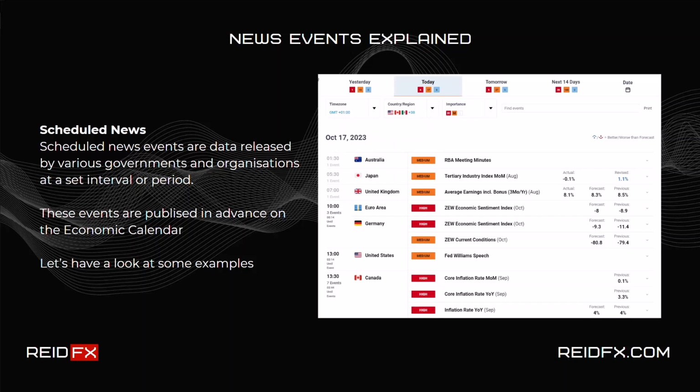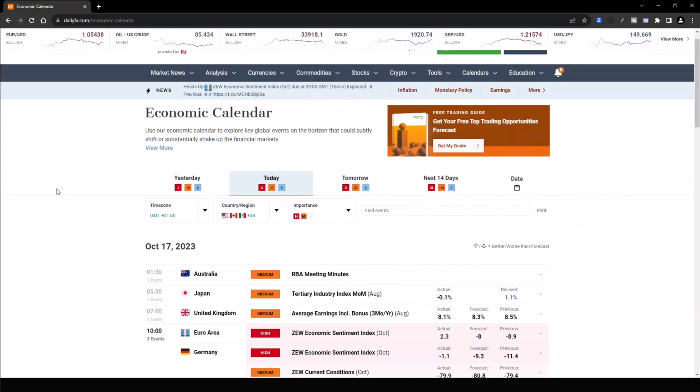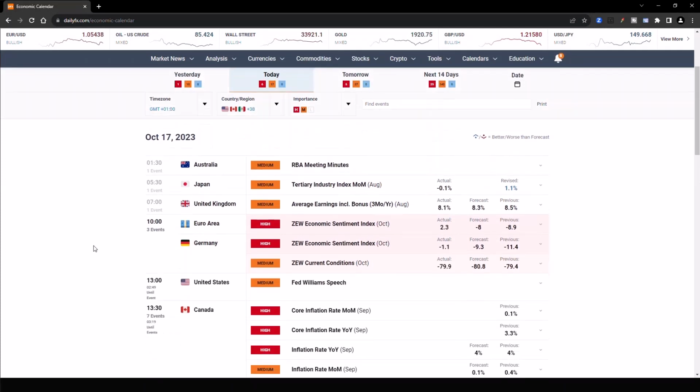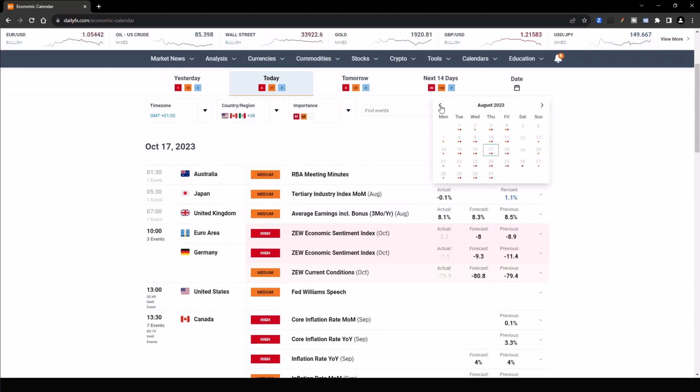So let's have a look at some examples. Okay, so here we are on a website called DailyFX, and I really like the calendar that this website has. It's very, very good. You can look at previous days, you can look at days in advance, and you can also go way back in history, and you can see that it's marking the events on each day, and we can check any day we want, which is very, very good for back testing.